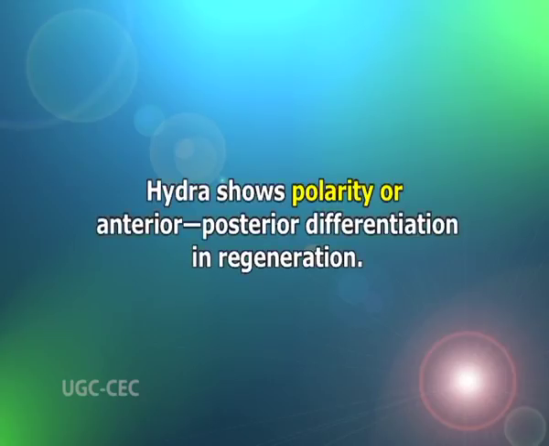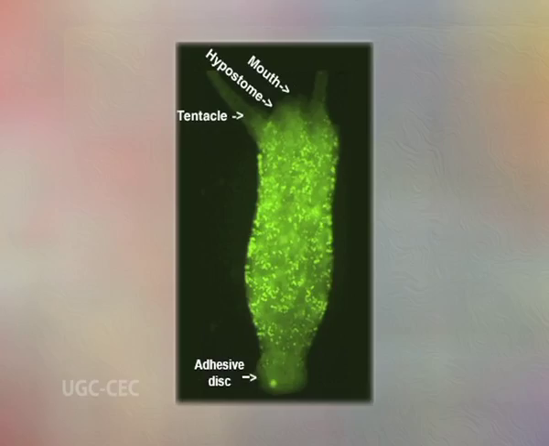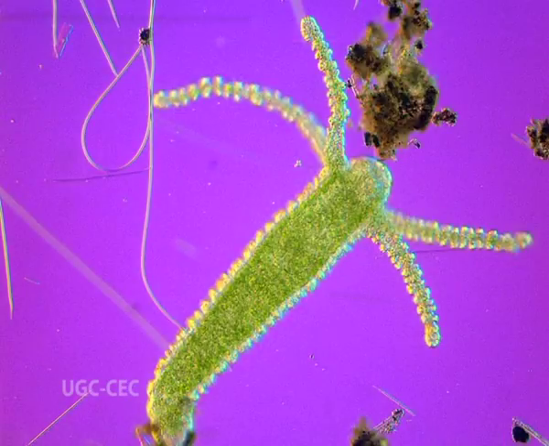Hydra shows polarity or anterior-posterior differentiation in regeneration. Thus, the posterior part of a cut hydra regenerates the mouth and tentacles, while the anterior part regenerates foot and adhesive disc. If only the head is split into two, a peculiar two-headed or Y-shaped hydra is formed.